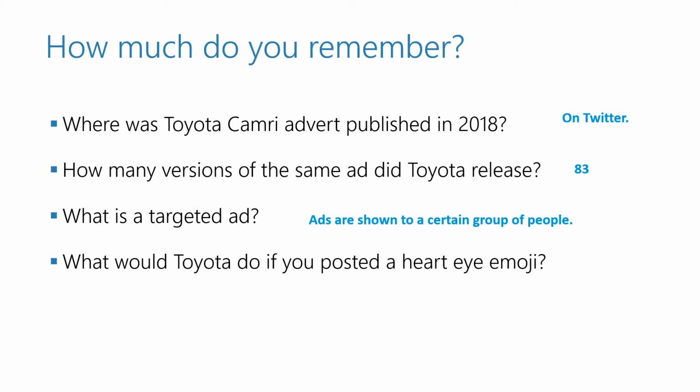What is a targeted ad? Those are ads which are shown to a certain group of people. And the last one, what would Toyota do if you posted a heart eye emoji? They would serve you one of their ads which corresponds to your feel-good mood.